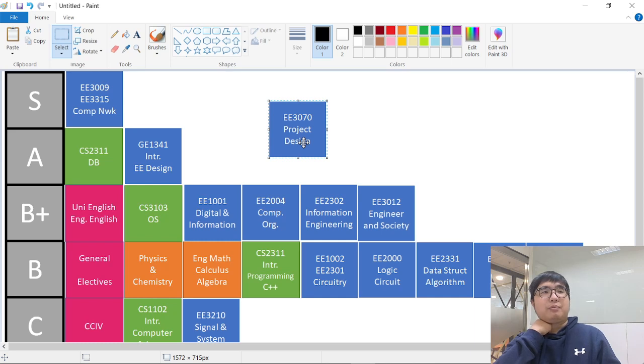Yeah. So the next one coming up is the project design, or design project, or EE 3070. I would say it's a successor of the GE 1341 course. It's another project oriented course that you can take. It's all about trying to figure out projects. It's once again using Arduinos to build something, but this time you have to write a technical document about a product. This also has a high ceiling.